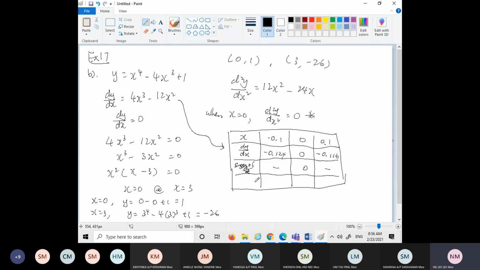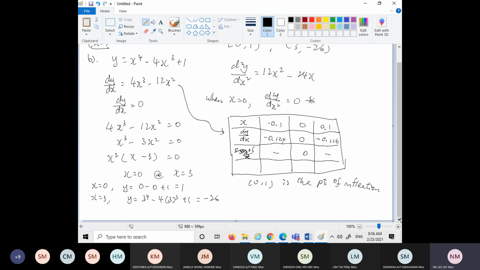Changing from negative to 0, there is no change in the sign. Therefore you can conclude that (0, 1) is the point of inflection. Remember there is one more point, (3, -26).